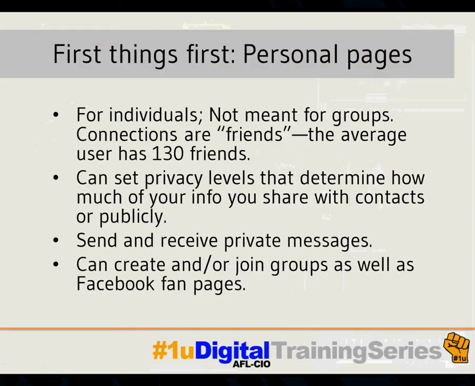Starting off, before you do anything else on Facebook, you do need a personal page. These are for individuals. They are not meant for groups. Connections on personal pages are your friends. The average user has around 130 friends, but you can have up to 5,000 friends. You can set privacy levels that determine how much of your info you share with contacts or publicly. You can send and receive private messages to your contacts. You can create and join groups and Facebook fan pages.